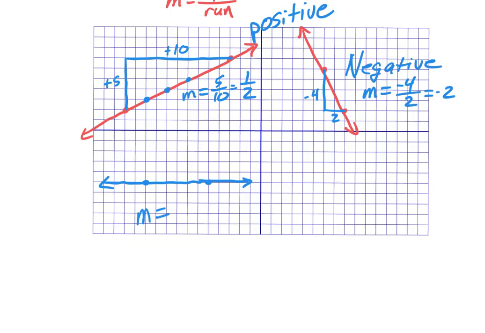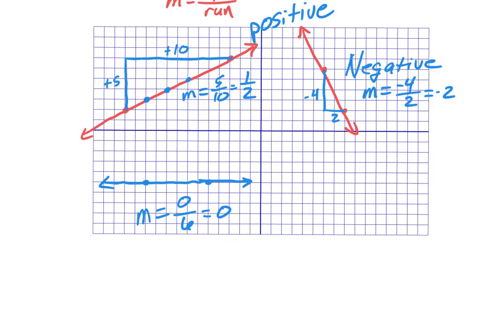So here, what would my rise be? 0, right? It doesn't go up or down at all. So my rise is 0. I really don't care how far I move, left or right. But if you wanted to count and say, well, to go from one point to the next, I'm moving over 6. The reason it really doesn't matter is because if I have 0 on top, 0 divided by anything is always 0. So a horizontal line always has a slope of 0 every time. It means there is no rise to that line.